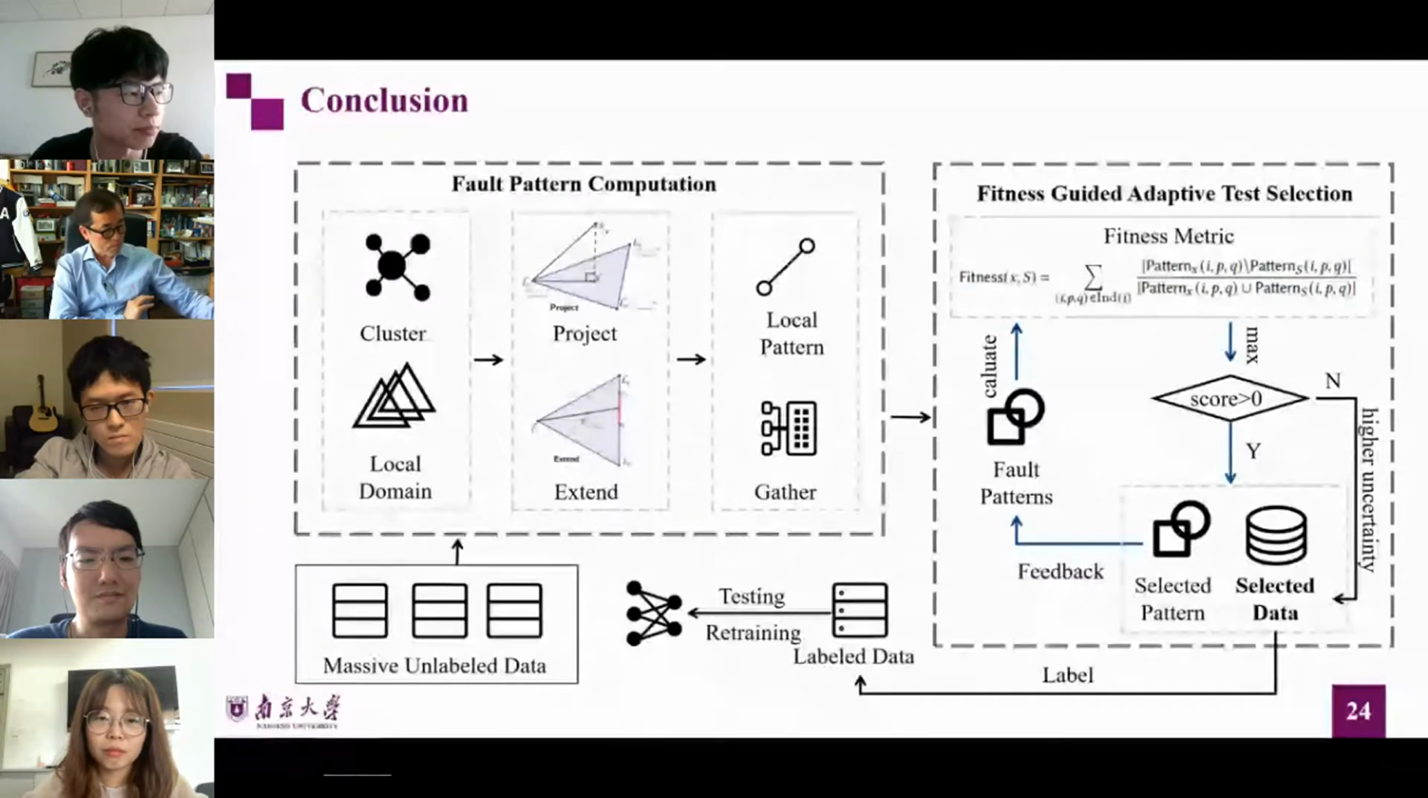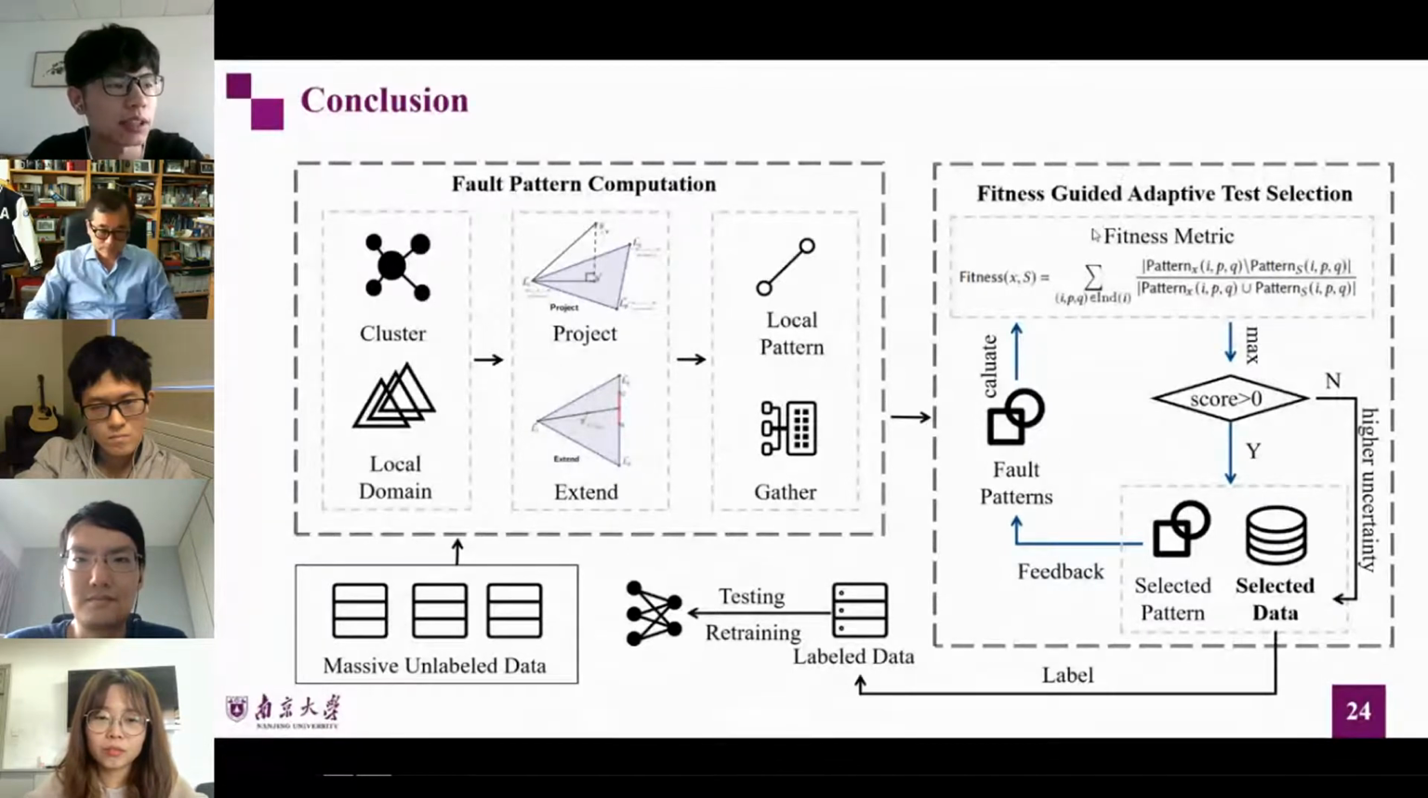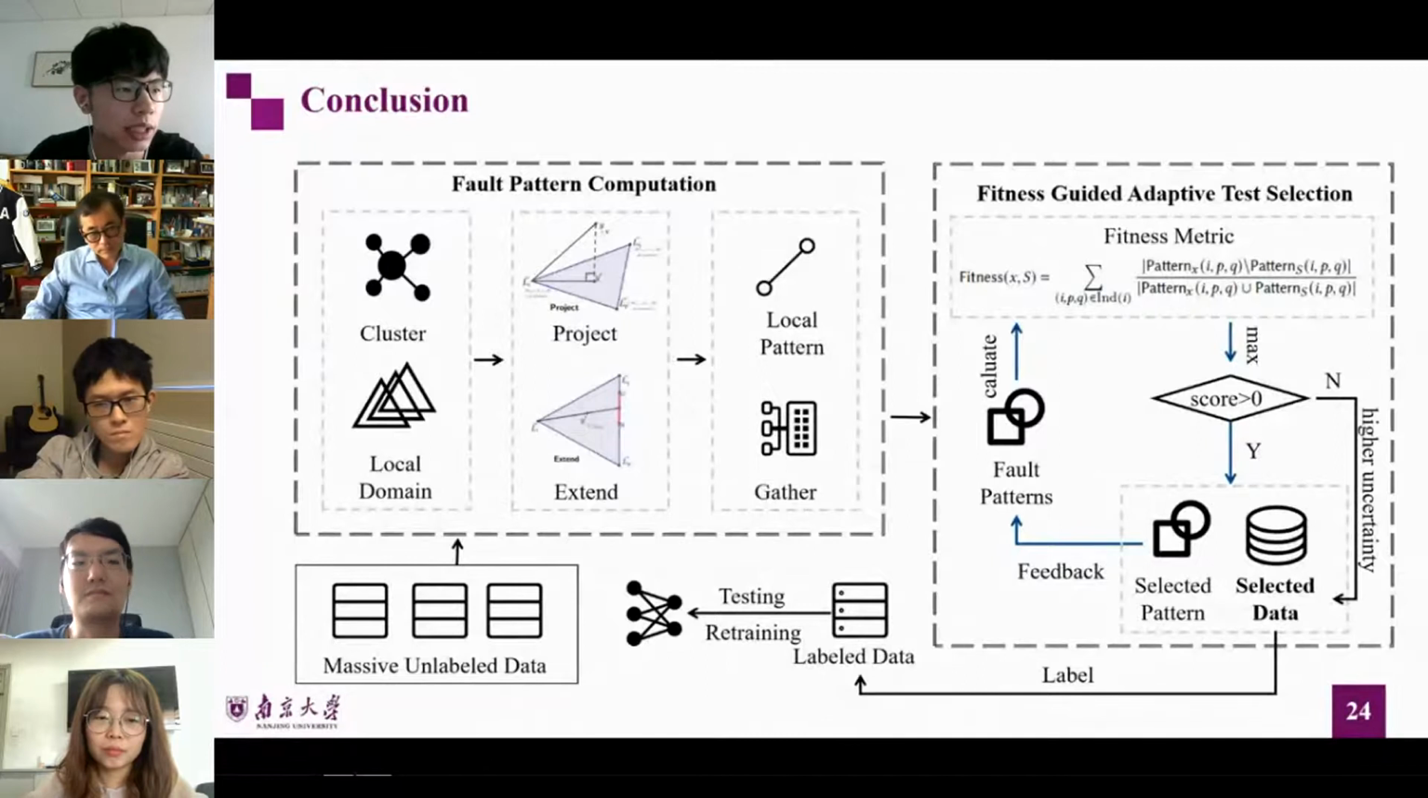Our method can adaptively select more and diverse faults. In this step, we first propose a mapping relationship to convert the output domain to a fault pattern. Then we propose a fitness metric, and using this metric, ATS can guide the test selection process. Our work is the first adaptive test selection method for deep neural networks.